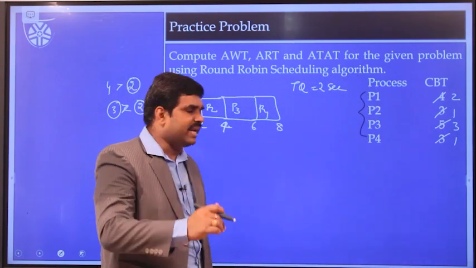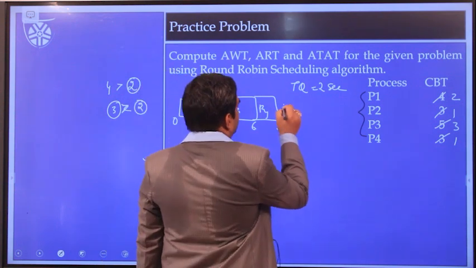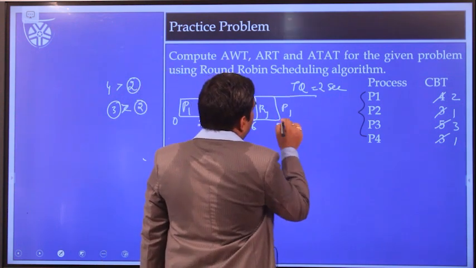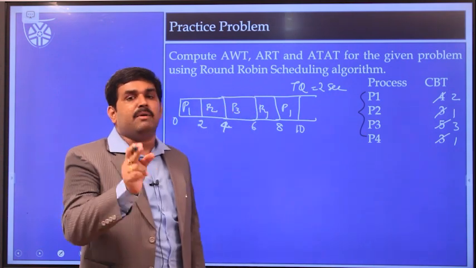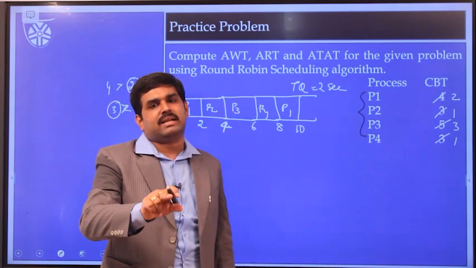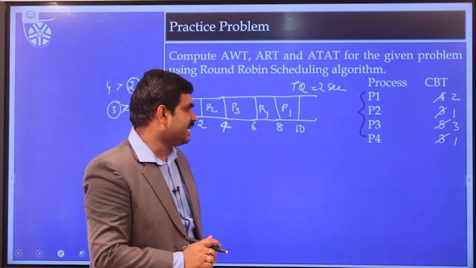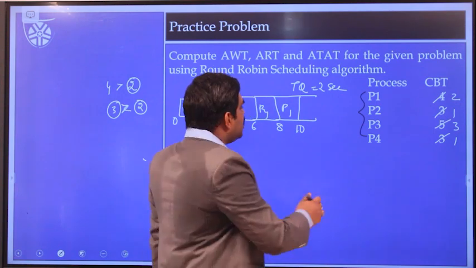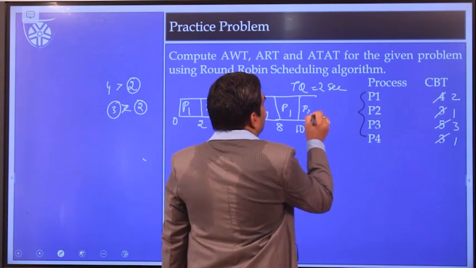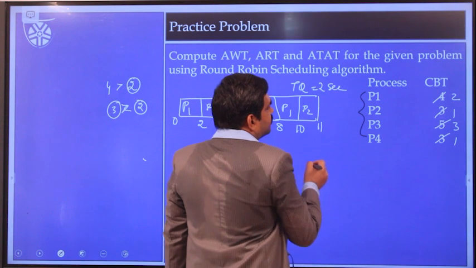Now, the second round of allocation. In the second round of allocation, P1 is going to get the CPU for 2 seconds only, right? After that, P2 needs the CPU for 1 second, but the time slice is 2 seconds. It needs to be assigned only 1 second, because if you assign 2 seconds, the CPU sits idle for 1 more second, right? So P2 is going to be assigned the CPU for 1 second only.